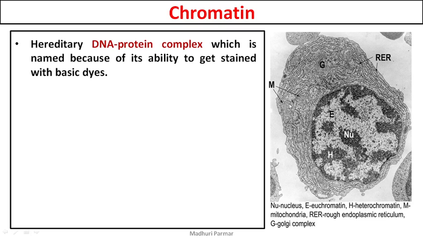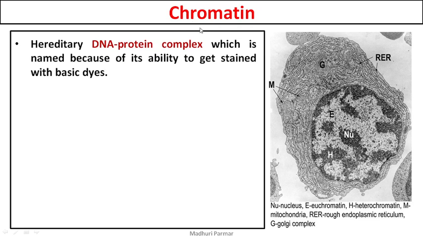Now we move on to the next part, fourth part, which is chromatin. As we already know, nucleus is the organelle which consists of all the DNA. This DNA is not present alone. It is present in form of a complex with protein. So it is hereditary DNA, RNA, DNA protein complex. It has some RNA also, but here we'll just focus on DNA and protein complex. This DNA protein complex is known as chromatin.